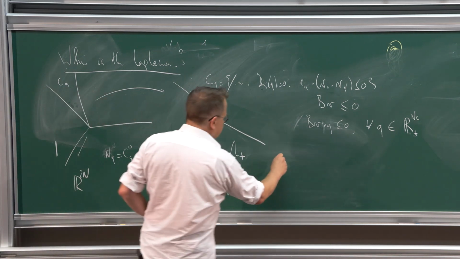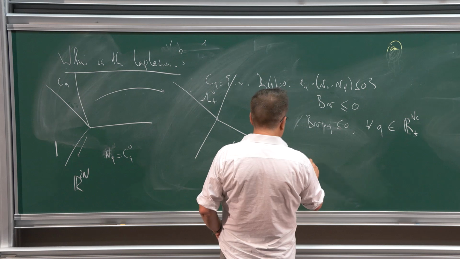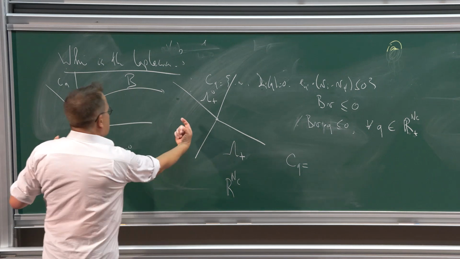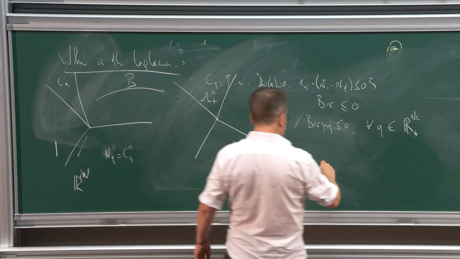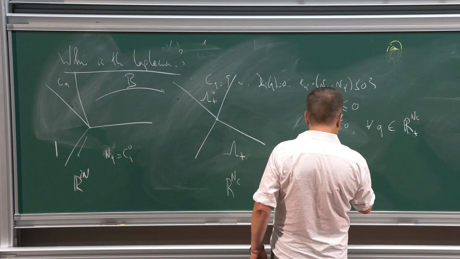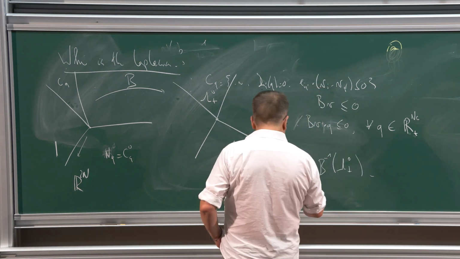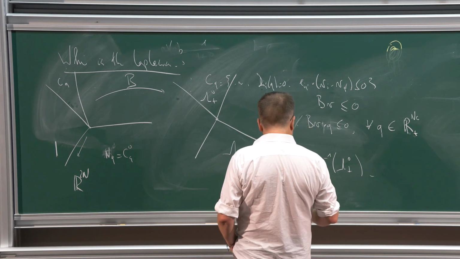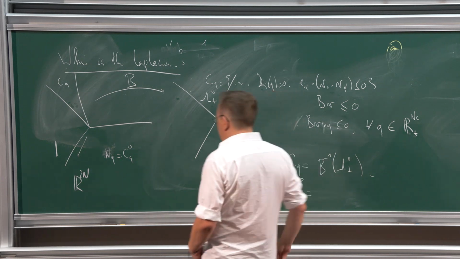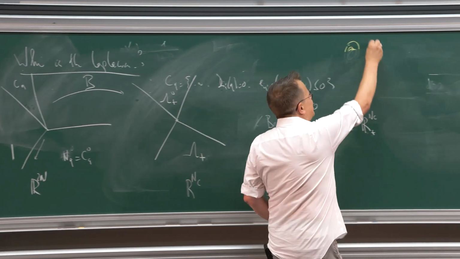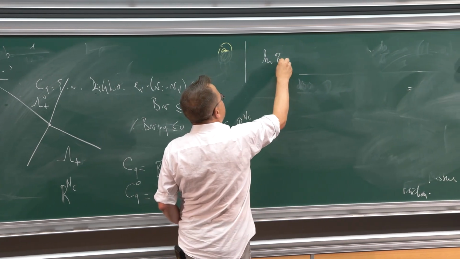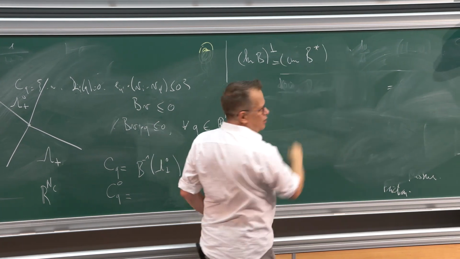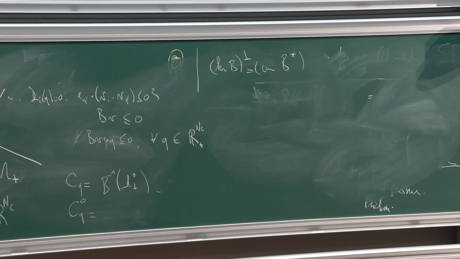So CQ is defined as, this is my matrix B, the reciprocal image of lambda plus, so B minus 1 of lambda plus. And there is a property which I will not establish completely. I think I will run out of time, but the polar of CQ, if you remember, when we had equality constraints, we had that the kernel of B orthogonal equals the image of B star. And what I would like to establish is the unilateral version of that.